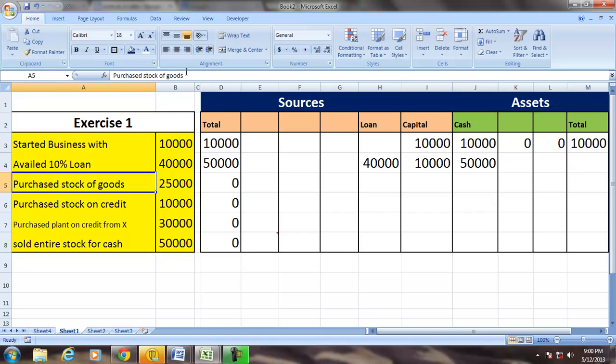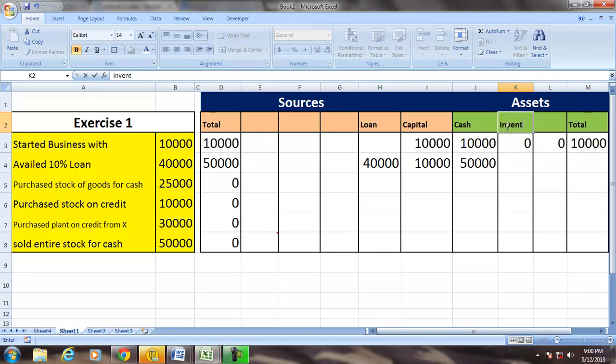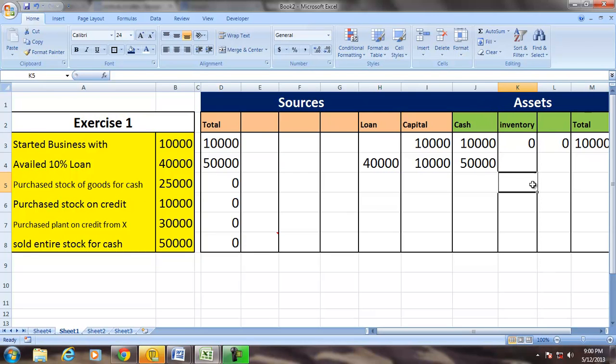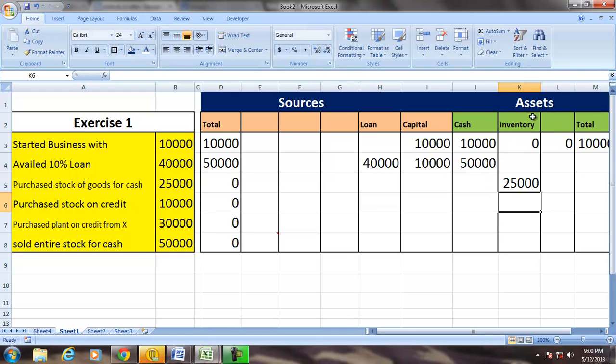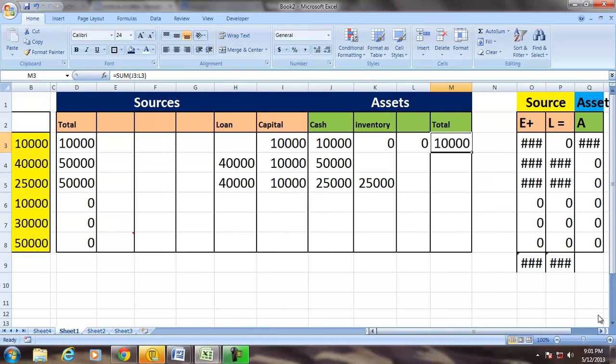Purchase stock of goods for cash. So there is stock, inventory, and the asset to that extent increases, and inventory is 25,000. Cash will reduce to the extent of 25,000. No change in the capital and no change in the loan. We can see the totals of the equation also remain the same.